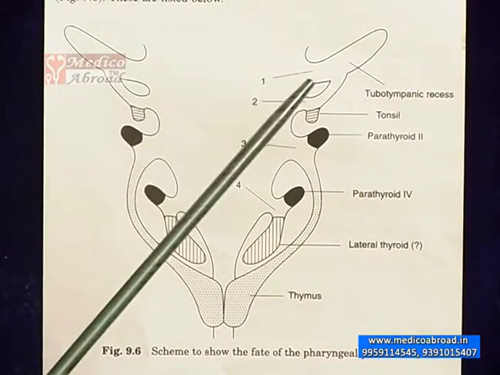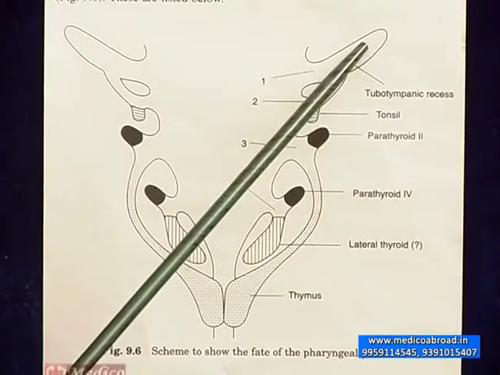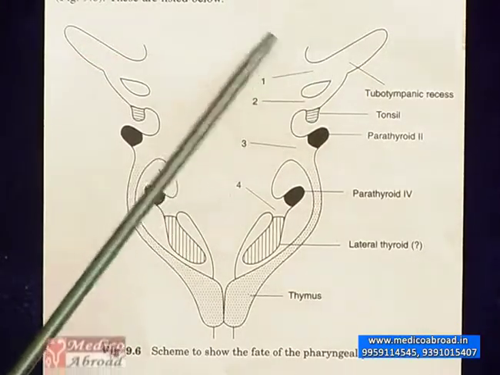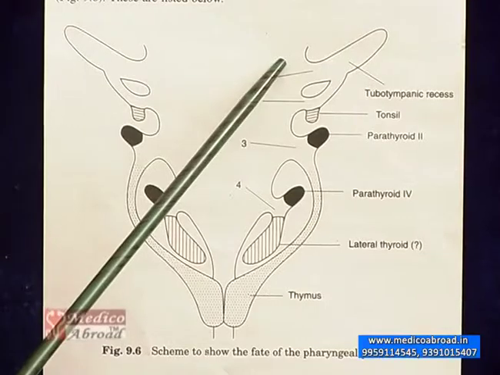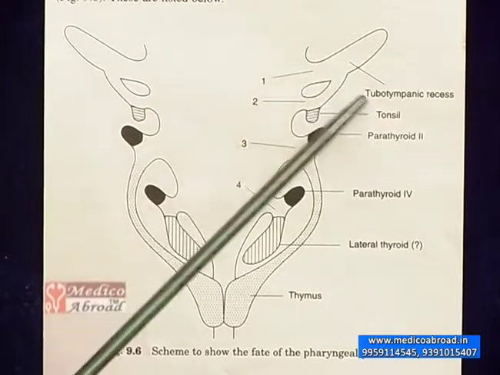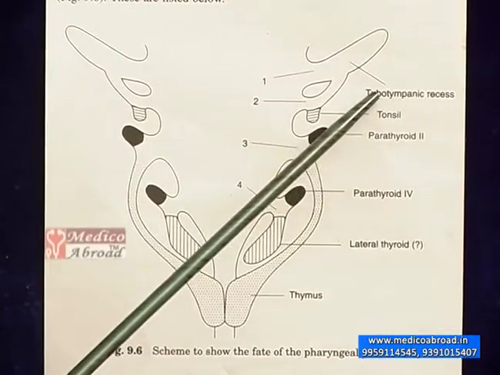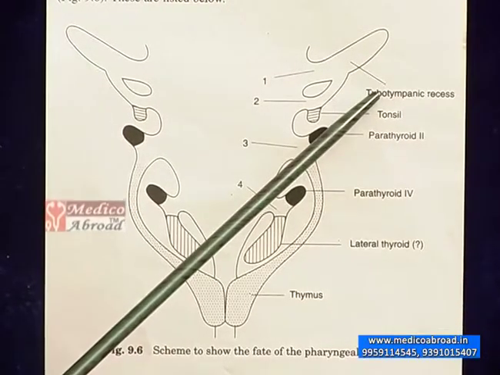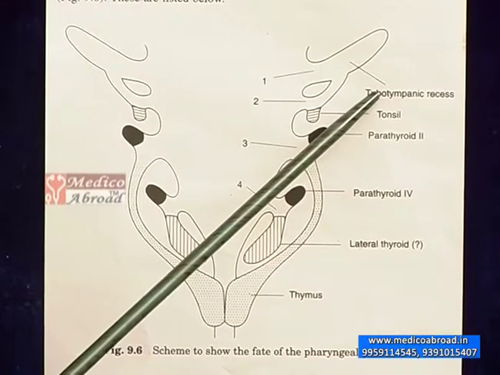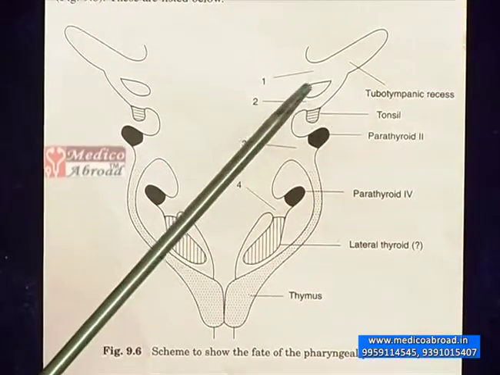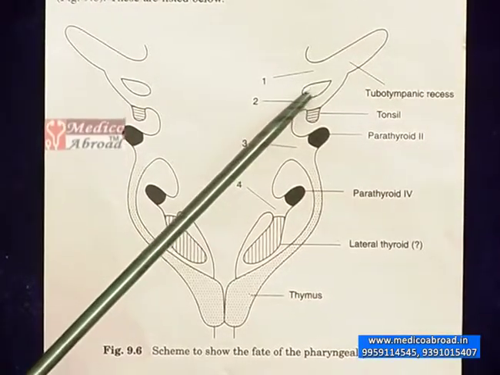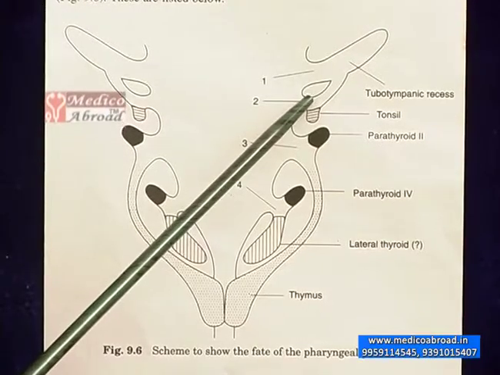The first pouch has a ventral part and a dorsal part. Ventral part is obliterated by formation of the tongue, whereas the dorsal part participates in formation of the tubotympanic recess. The anterior part of this tubotympanic recess, the proximal part, gives rise to the eustachian tube or auditory tube.